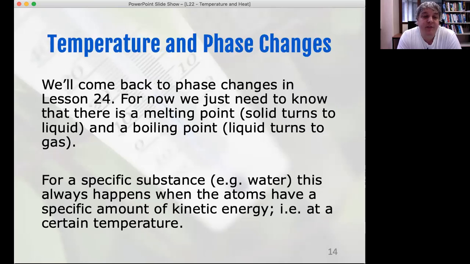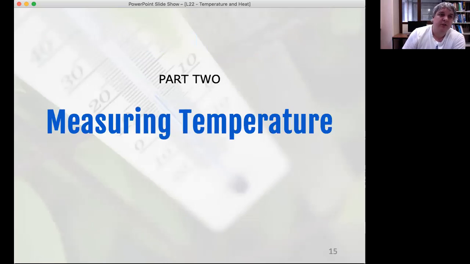For a specific substance, this always happens when atoms have a specific amount of kinetic energy, i.e. at a certain temperature. So for water, we're all familiar with water freezing at 0 degrees Celsius. It also melts at 0 degrees, depends on whether it's getting colder or warmer, obviously. And it evaporates or boils at 100 degrees Celsius. So at 100 degrees, then liquid water will turn into gas water. And the Celsius scale, which you may not be surprised to learn, was based on those two temperatures, the 0 and the 100, which is what we're about to talk about, measuring temperature.